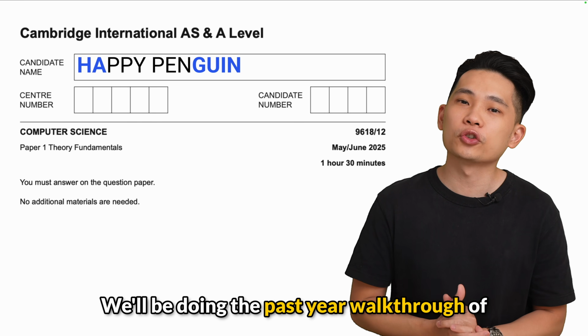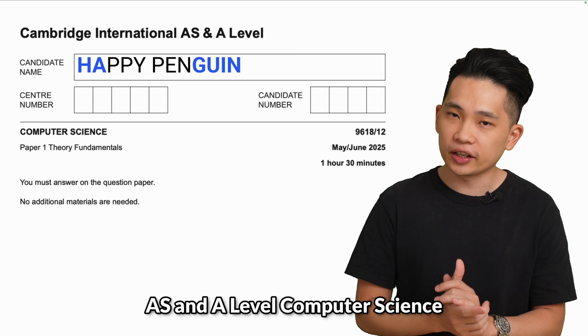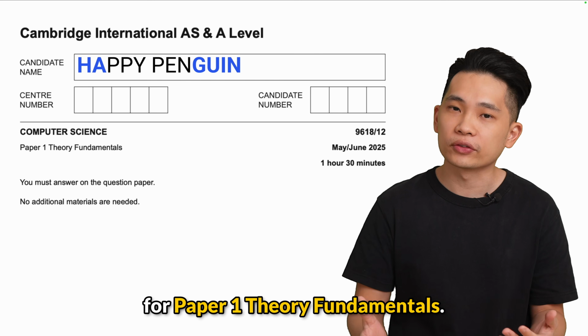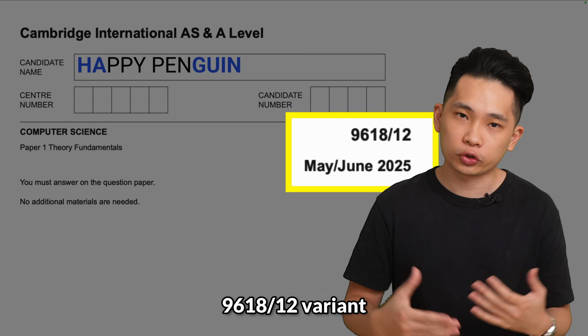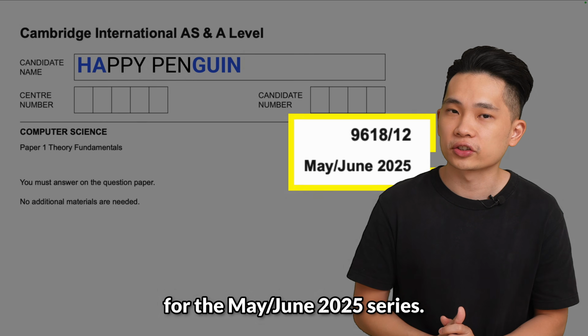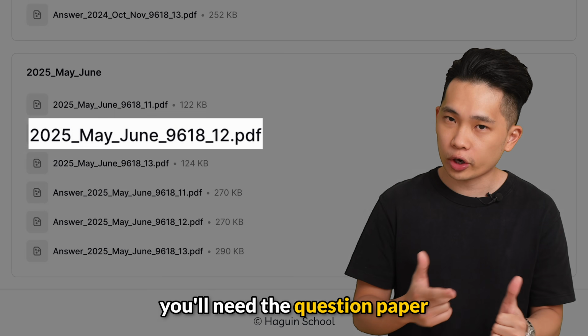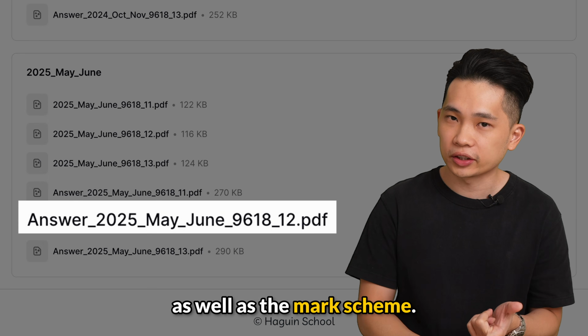We'll be doing a past year walkthrough of Cambridge International AS and A-Level Computer Science for Paper 1 Theory Fundamentals. We'll be doing the 9618/12 variant for the May-June 2025 series. For this walkthrough, you need a question paper as well as the mark scheme.